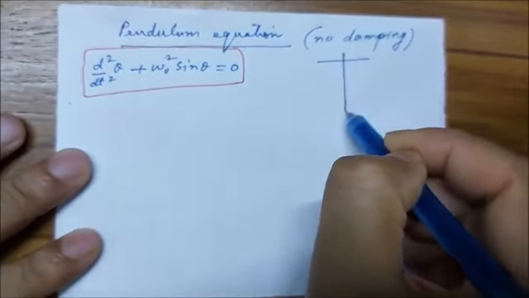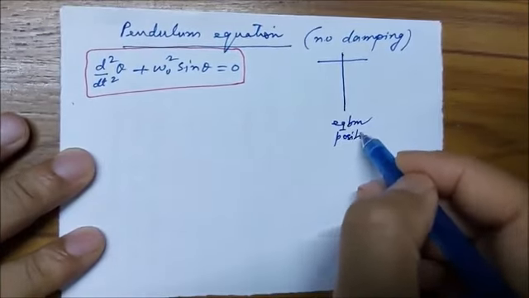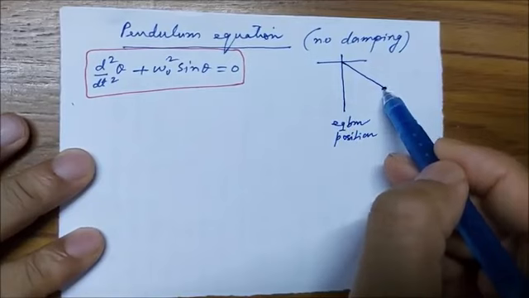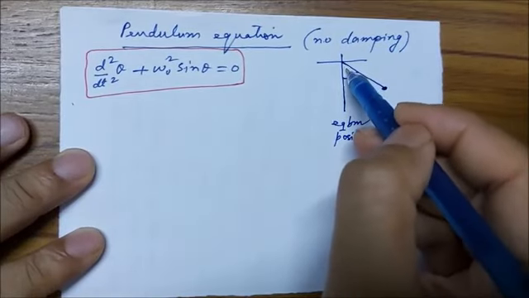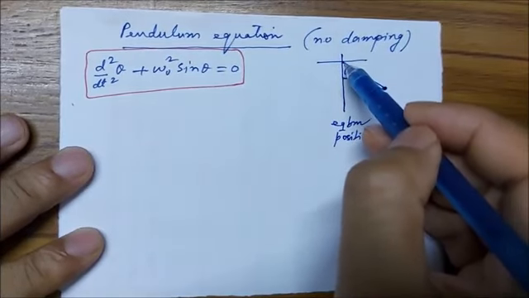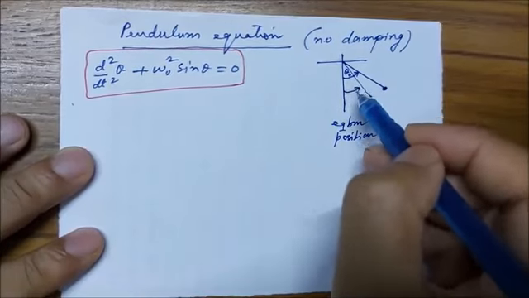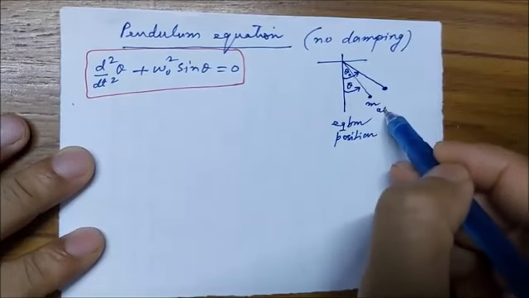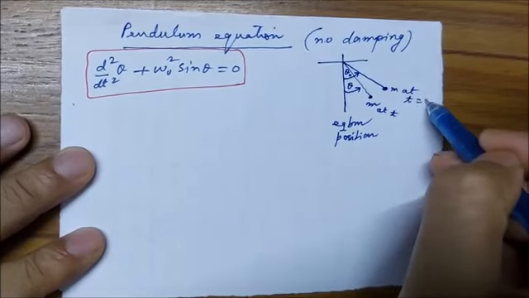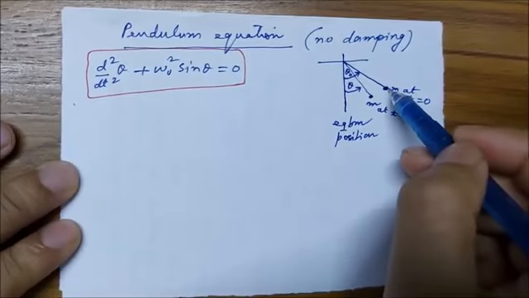this is the equilibrium position or equilibrium line, and the pendulum, say, is released from this point, so this angle is theta 0, and during its swing it assumes this position, and this is theta at time t, and this is, say, at t equal to 0, at which the experiment has started. So this is the point of release.